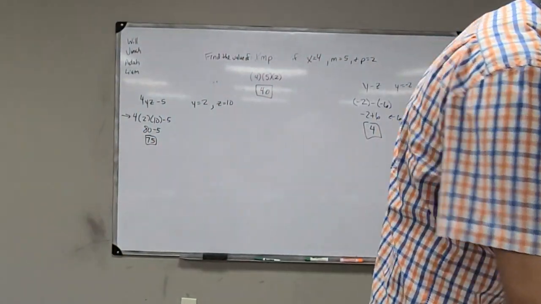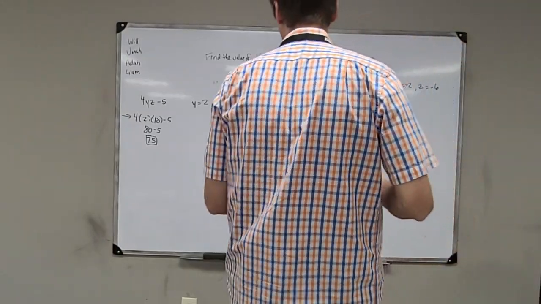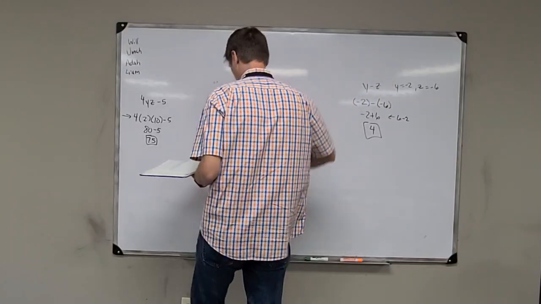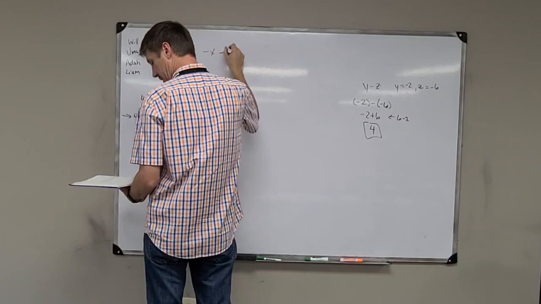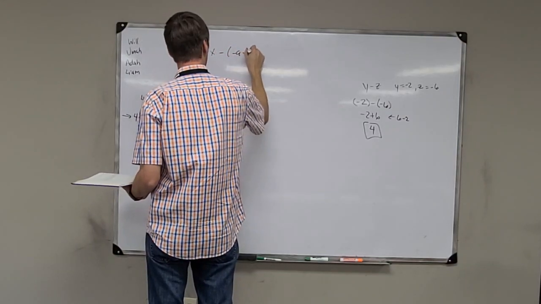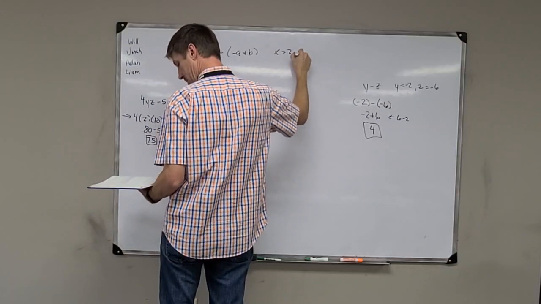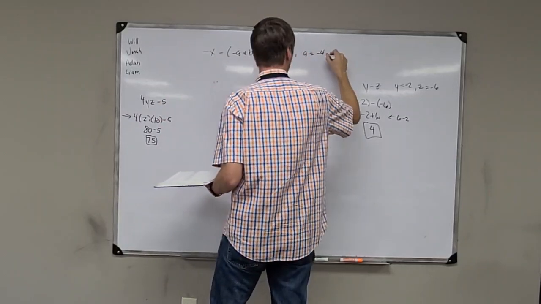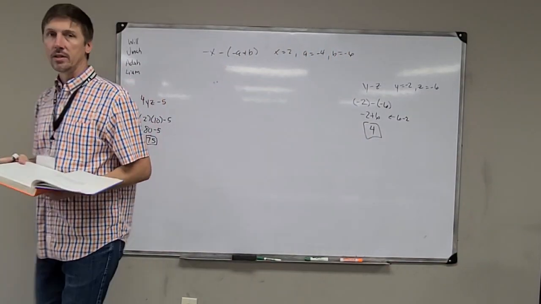Okay, so let's do one more here just to make sure we get this concept down. A little bit different. -x minus -a plus b. x equals 2. a equals -4. b equals -6. Somebody walk me through this one.